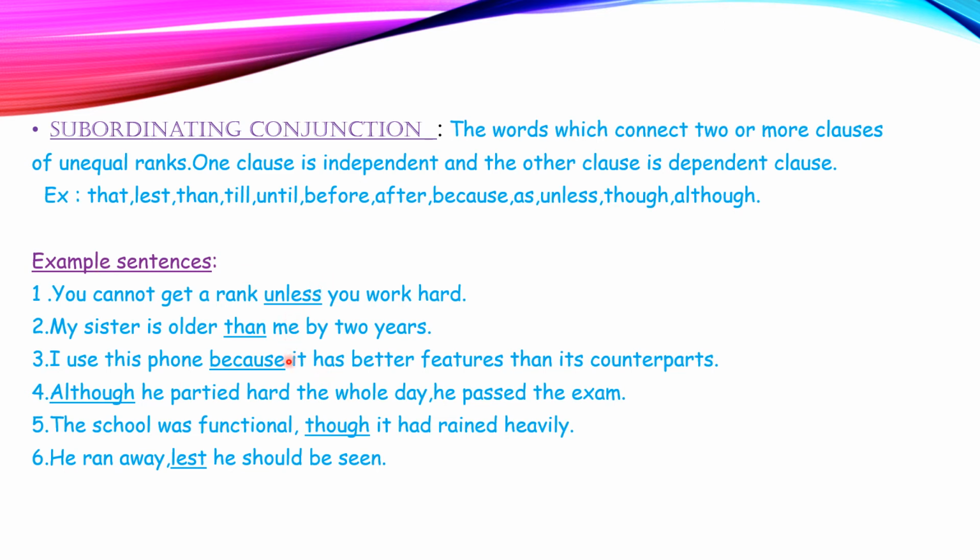So these are the examples for subordinating conjunctions, and these are the example sentences. Although, though, lest. What is lest here? He ran away lest he should be seen. So to avoid something, in a few cases, we use the word lest. In order to avoid other people, he ran away so that he is not seen by others. This is the meaning of lest.